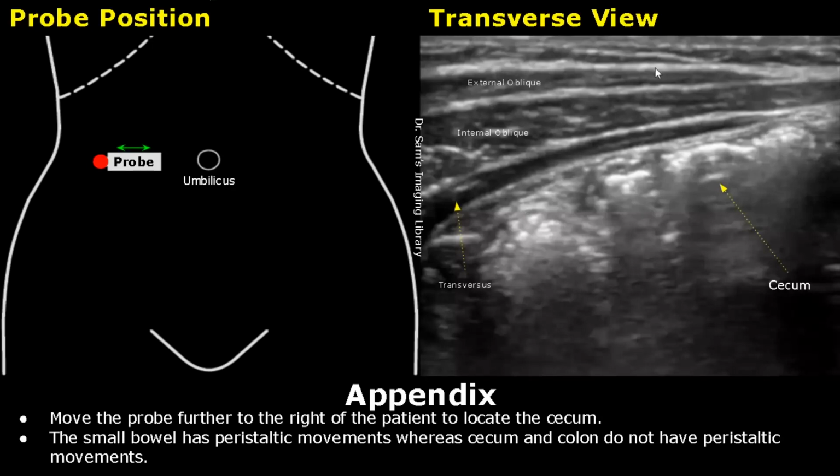Here we can see the abdominal muscles in cross section, the external oblique, internal oblique, and transversus muscles. And below these muscles we can see the cecum. It is filled with gas and gives us dirty posterior shadowing. The cecum will not have peristaltic movements, whereas the small bowel will have peristaltic movements. That is how you can distinguish a cecum from a small bowel.